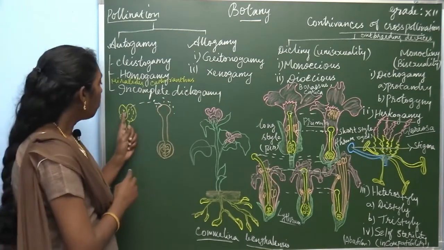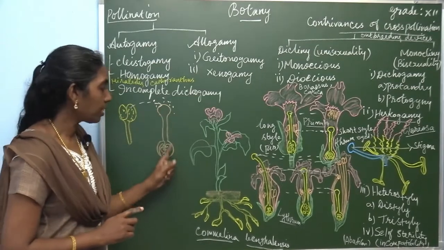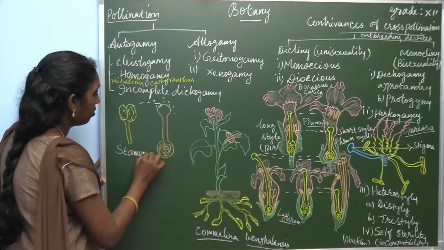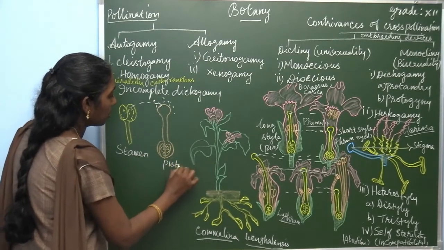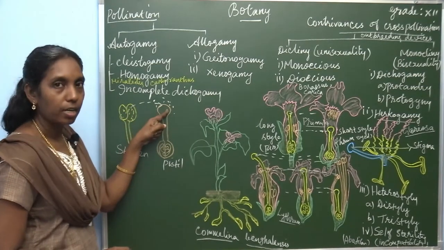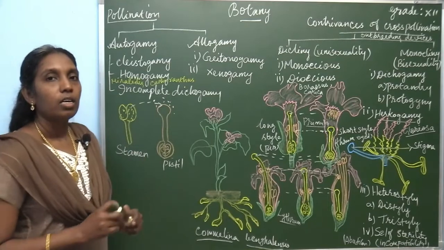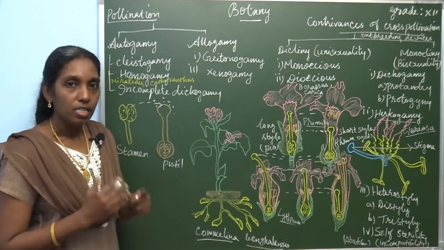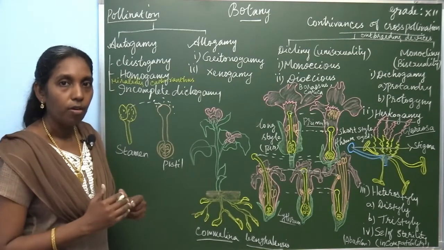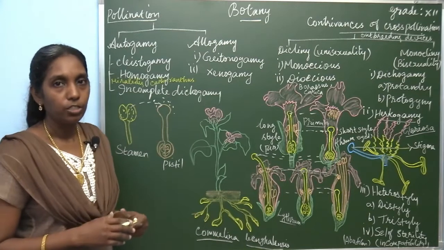Transfer of pollen grains from this anther to the stigmatic surface of the pistil is called pollination. This is the stamen and it is the pistil. Pollination is the specific characteristic feature of spermatophytes. What are spermatophytes? Gymnosperms and angiosperms.